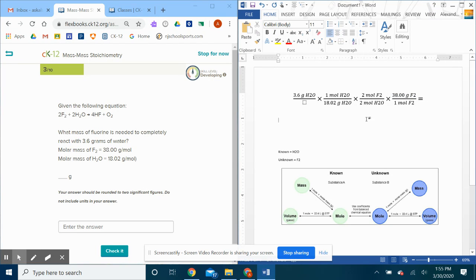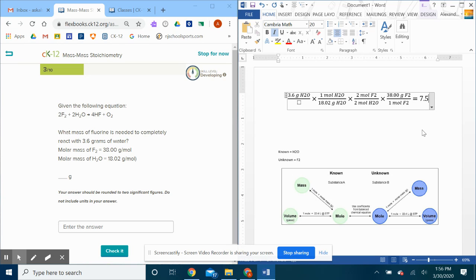Now, all our fractions are set, and simply we must multiply the numbers up top and then divide by the numbers on the bottom. Hey Google, what is 3.6 times 2 times 38 divided by 18.02 divided by 2? The answer is approximately 7.591565. So we get 7.59.